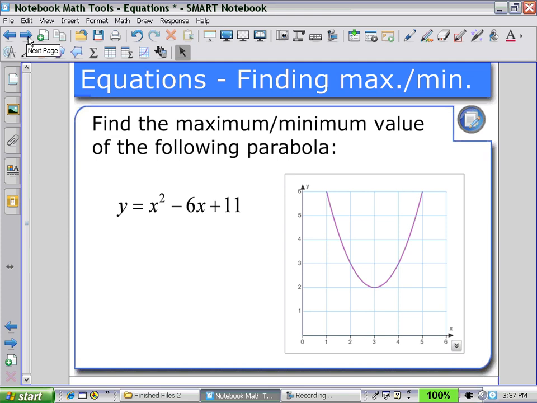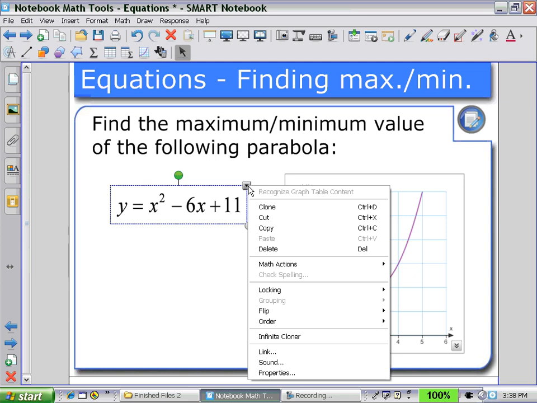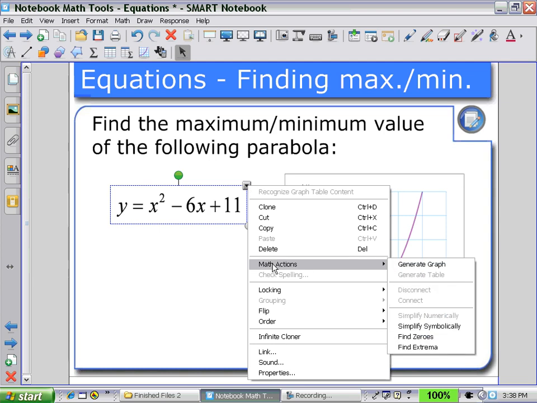We can also use this engine to look for maximum and minimum values. Again, the students can see from the graph and select a minimum value at 2. So they can check the results, selecting the equation, use the arrow pull-down menu, select math actions, and in this case, they're looking to find the extrema.